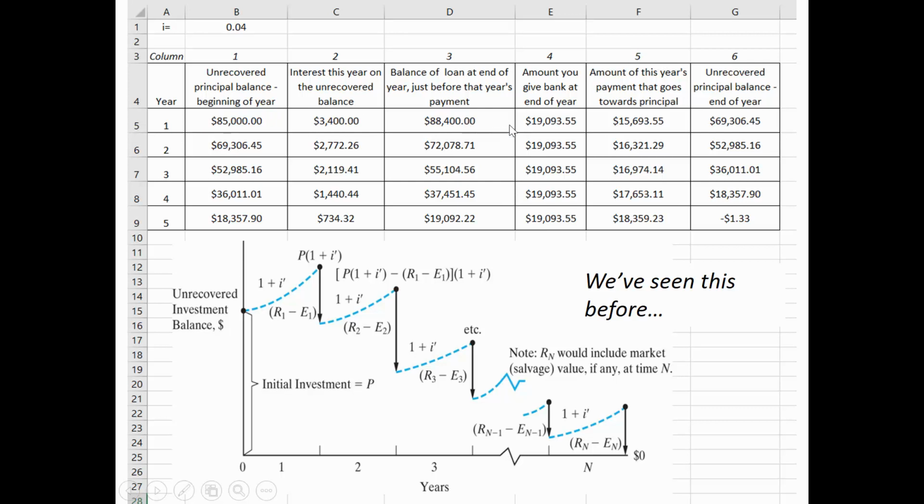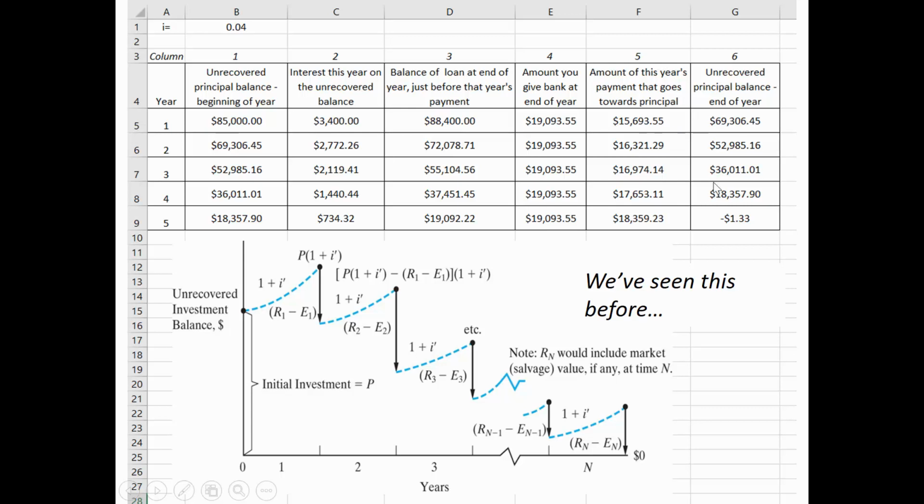And then there's a payment that we can calculate to find out how much has to be paid back over the course of 5 years. The way that we calculated the amount in column 4 was to find A given P: the annual amount that has to be collected to retire that $85,000 debt over the course of 5 years. Now, of the $19,093, a portion of it was principal and a portion of it was interest. How much of it is interest? We just have to look at column 2. The rest of it then goes towards retiring the principal.